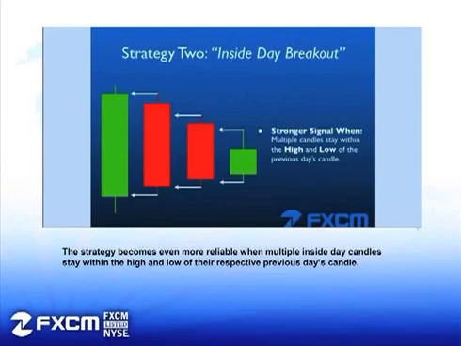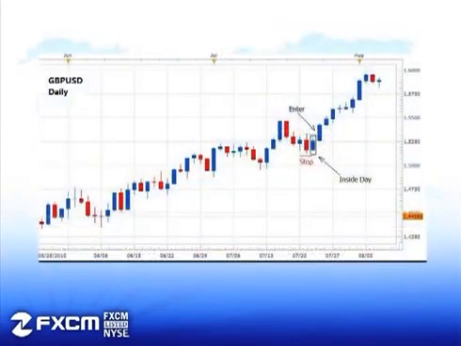The strategy becomes more reliable when these multiple inside day candles stay within the high and the low of their respective previous day's candles. Here's a couple on a chart. And there's some others on here, but here we go. So this is the first candle that closed, and this is a daily chart. And this candle closed, wick top and bottom, body top and bottom, inside the previous day's candle. So this is the blue one here, our inside day candle.